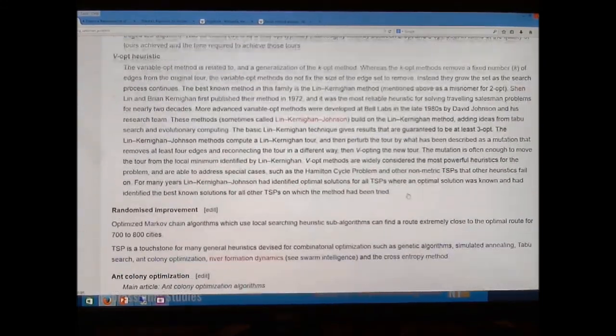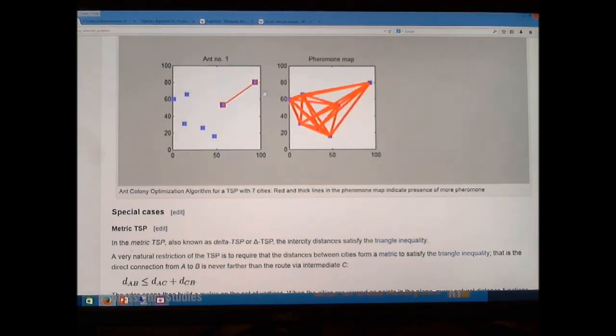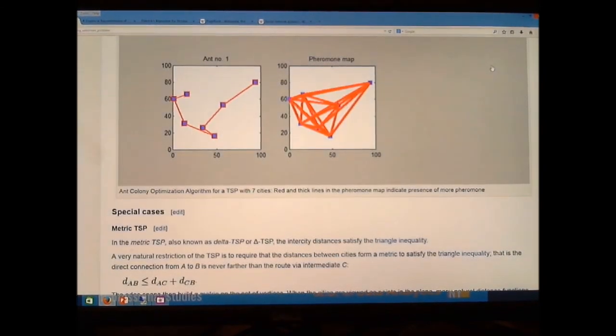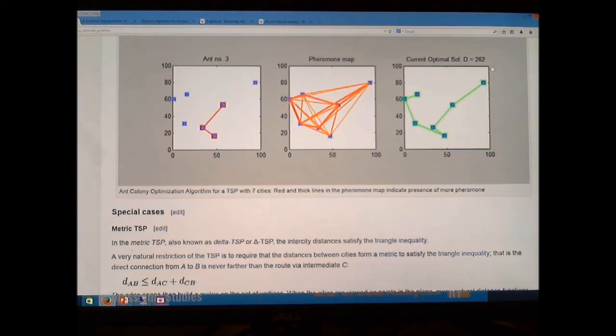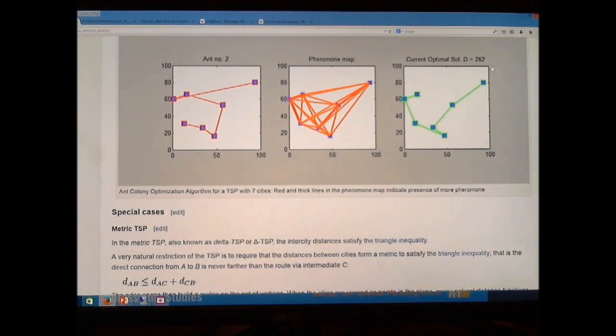So here, let me go down here. For example, if the UPS driver needs to visit all these 7 cities, which one would be the best route? If you look at this current optimal solution, it changed from 262 to 249 just now. As you can imagine, it probably takes multiple iterations to get to this number. It turns out this 249 is the best solution for this particular problem. But with more nodes in the network, it could be more and more difficult.